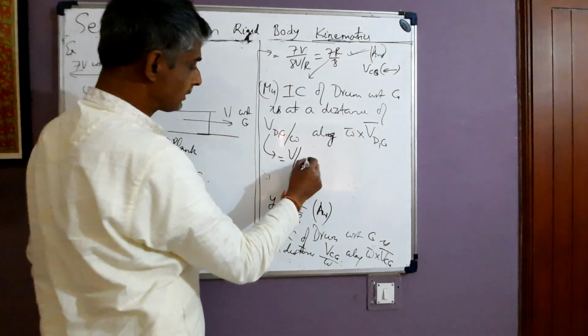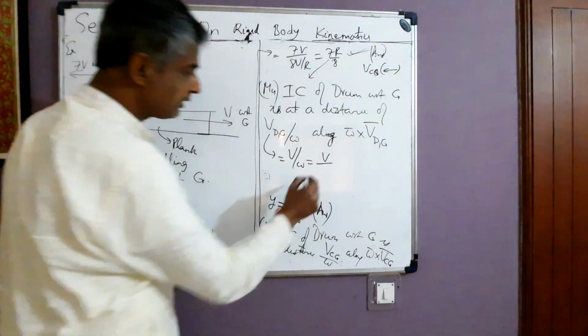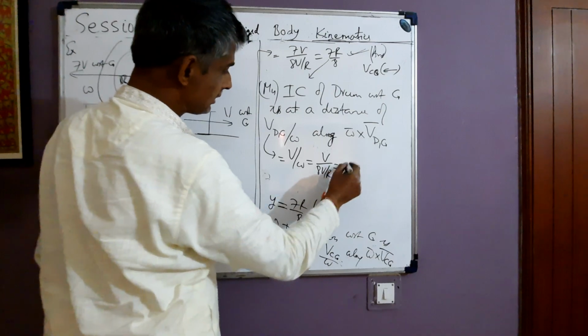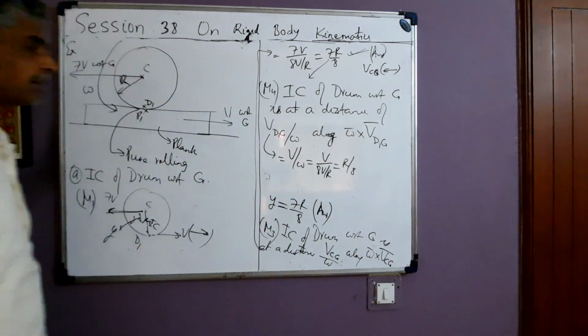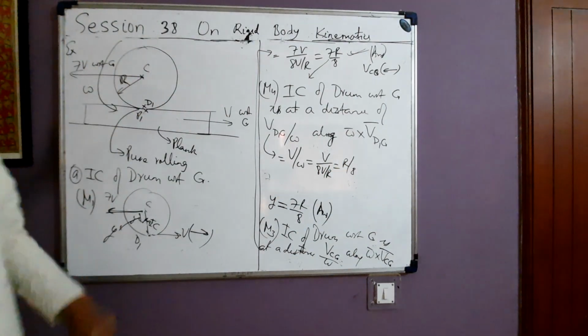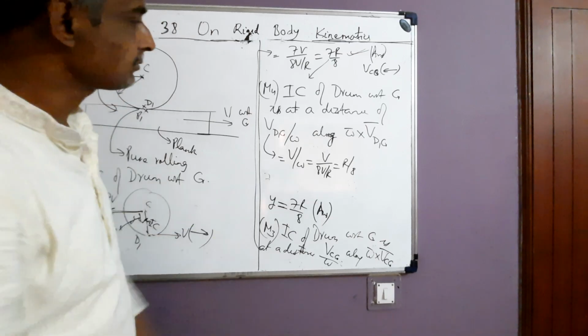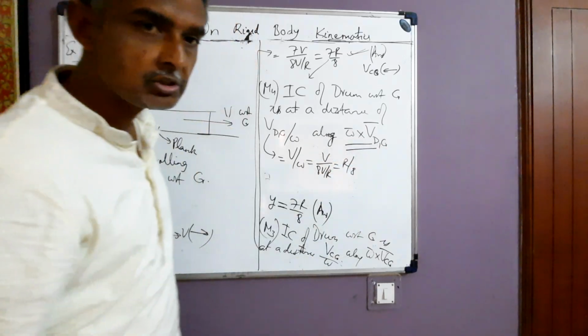V by omega. And omega is what? 8V by R. That is R by 8. R by 8 distance from D1, that is the IC of drum with respect to ground. But in which direction? Along the direction of omega cross VD1G.